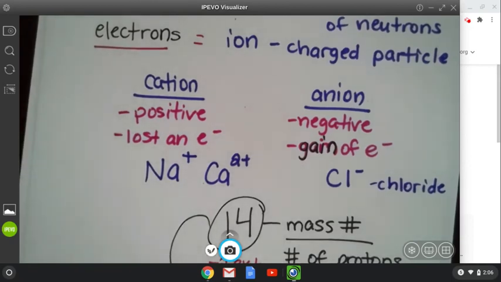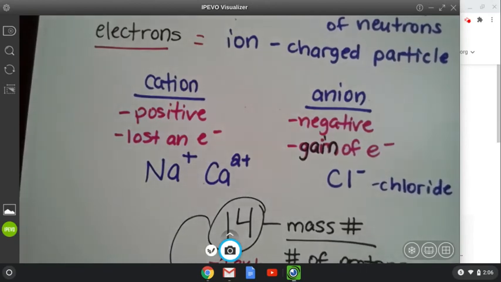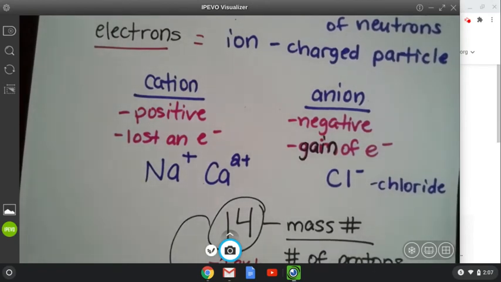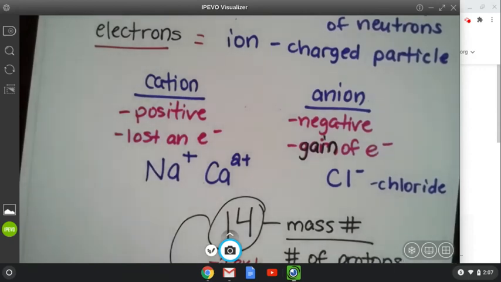Okay, so that is just a very brief lesson over the structure of the atom and how you look at the periodic table. So hopefully you followed the directions and you wrote these notes down, or you added them to your original notes, and hopefully some of these concepts make a little more sense now.